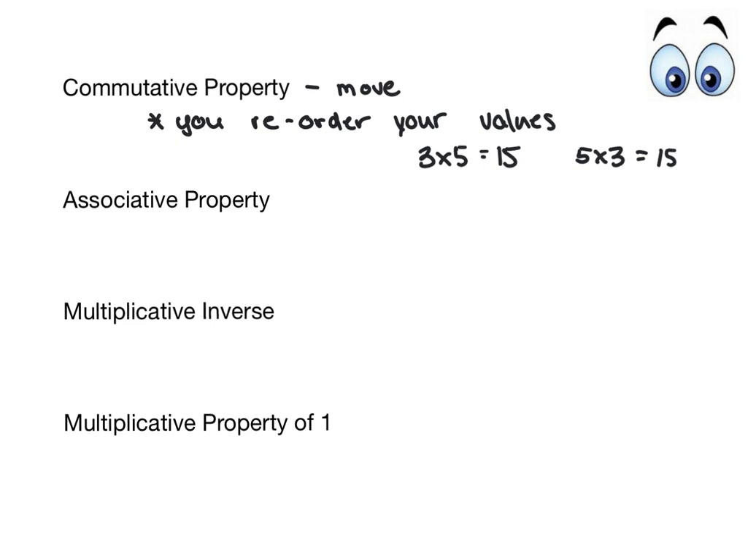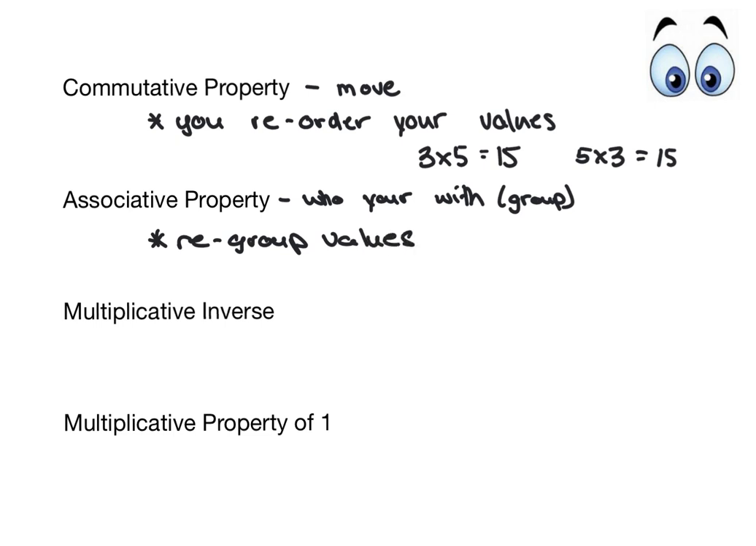Now, the associative property, the way I remember associative property is because associate means like who you're with, or who your group is. Who's your group? And I put that in parentheses on purpose, actually, because associative property means that you can regroup your numbers or your values when multiplying.